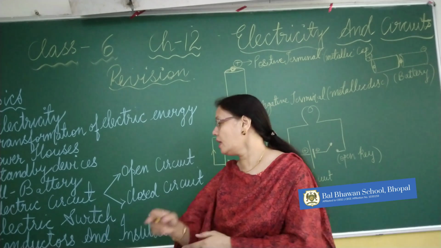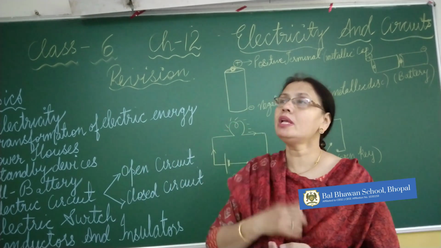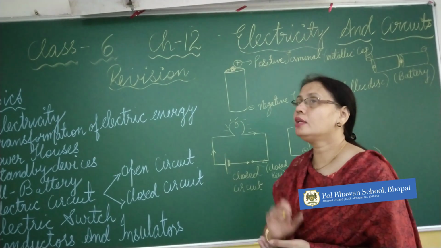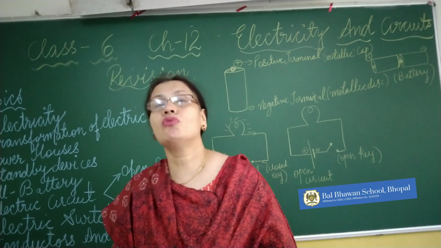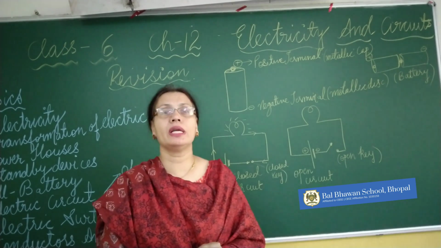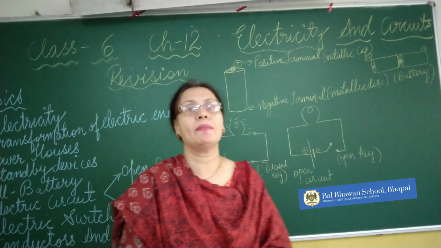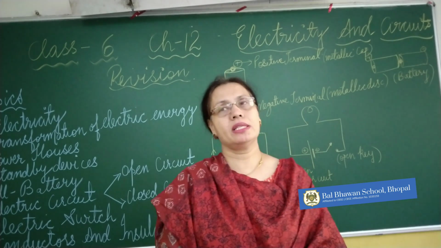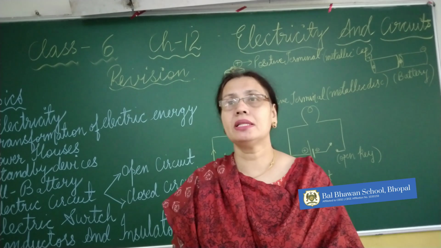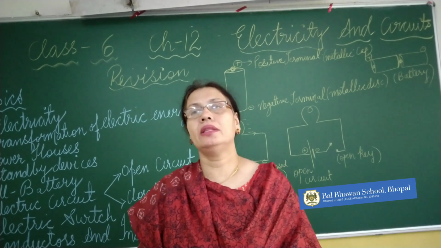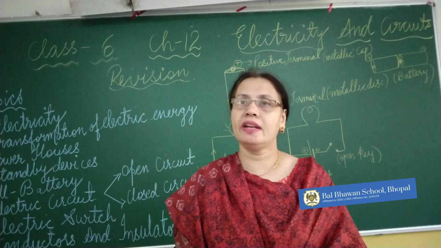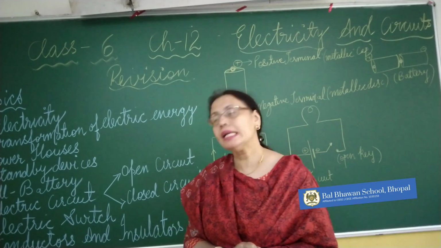Now coming to the next, conductors and insulators. In this circuit I have shown the two wires and I used the word conductors. So what are these conductors? These are those materials which allow the electric current to flow through them. Those materials are known as conductors. Metals are the best conductors of electricity. And then we have acids also, they also conduct electricity. And then we have bases also, which also conduct electricity.